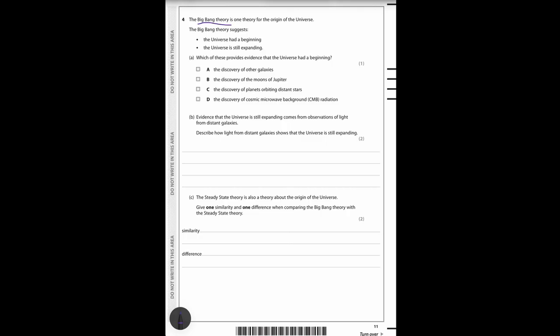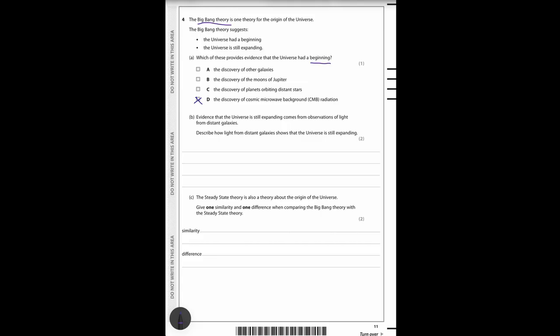Okay, so which of these proves that the universe had a beginning? So I know that it's not going to be A, B, or C, it's going to be D, the discovery of cosmic microwave background radiation. So this is the thing that proved that the universe had a beginning. And then redshift proves that the universe is expanding.